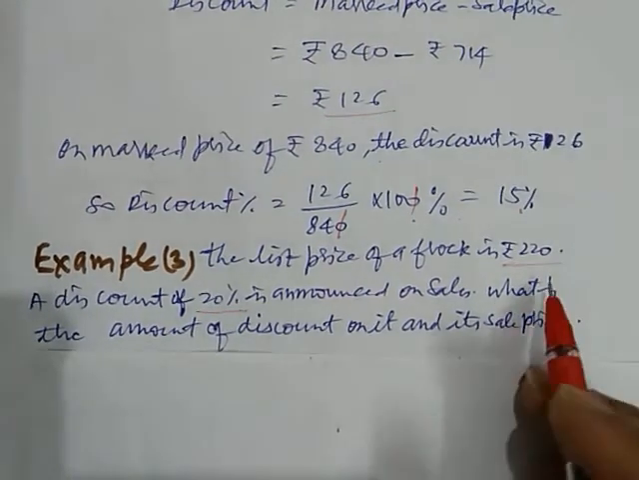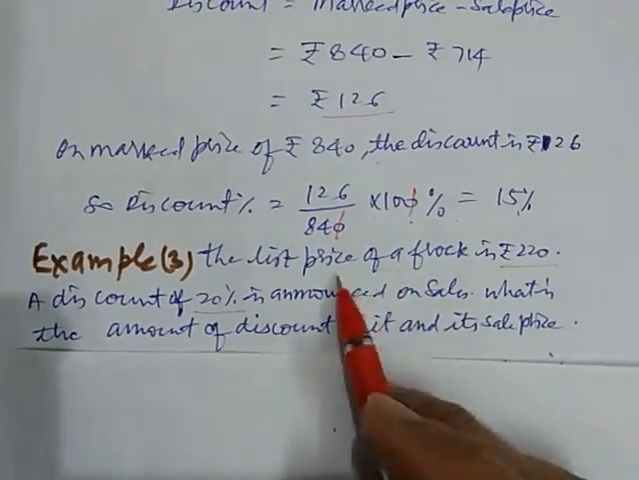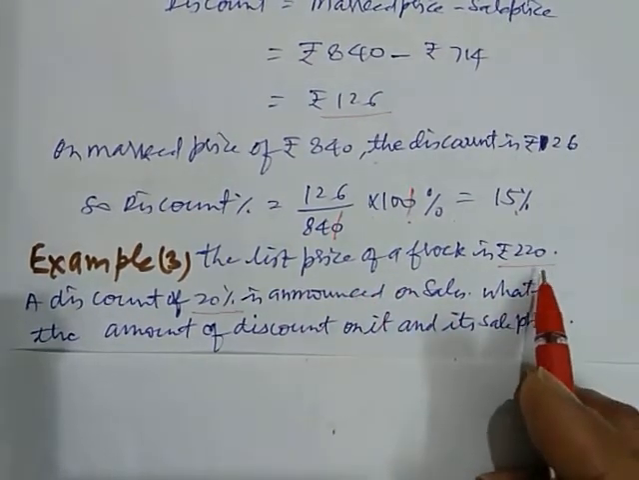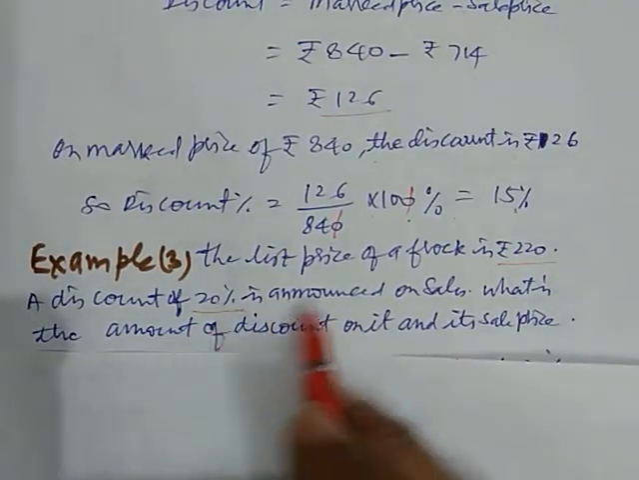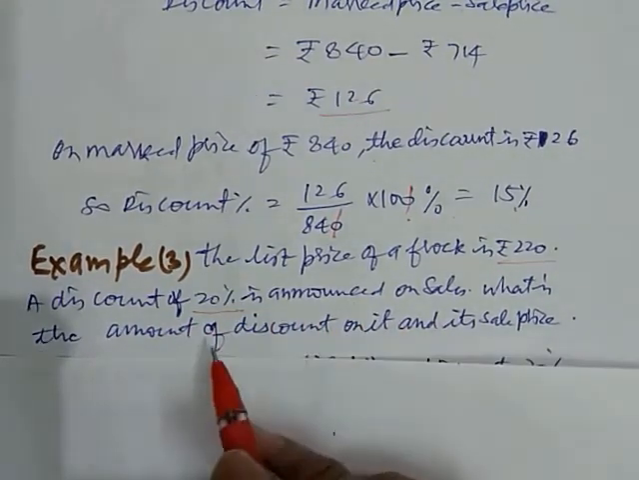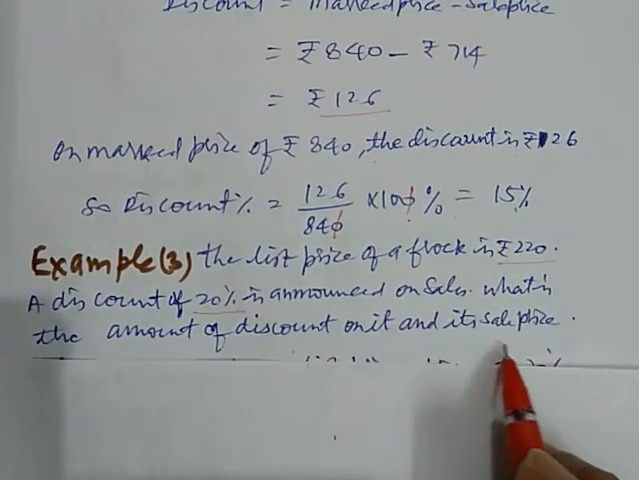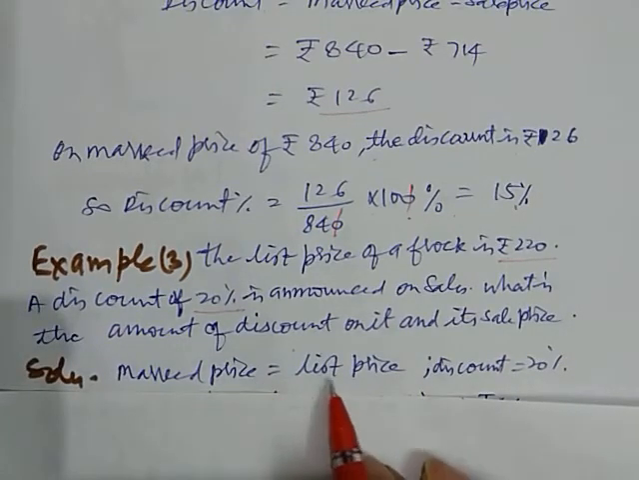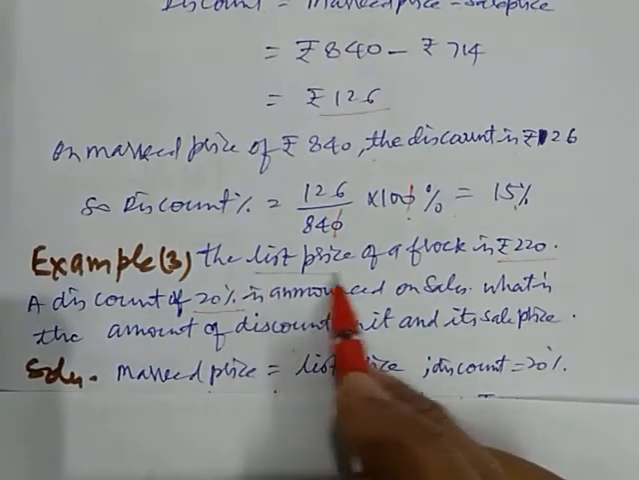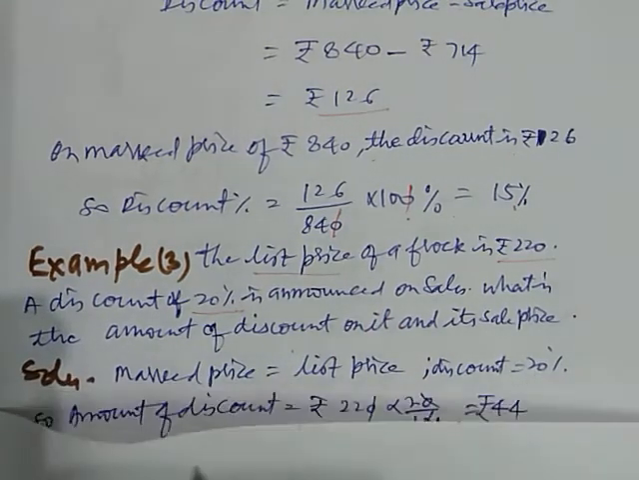So what have we been provided? List price, that is marked price. List price is also the marked price, that is MRP, and this is the percentage discount. A 20% discount is announced on sale. So first we find the amount of discount and then the sale price. We know that marked price is equal to list price, and this discount is 20%, which is given to us.